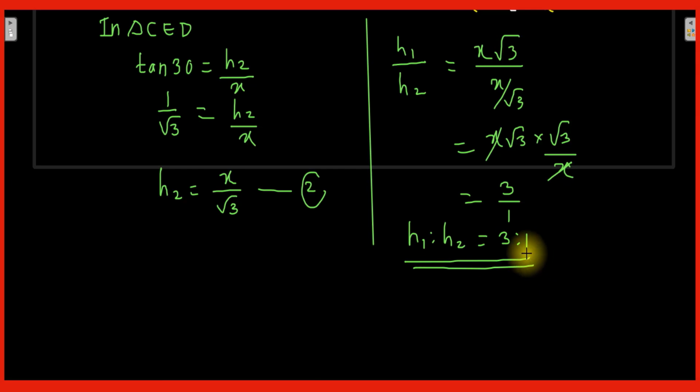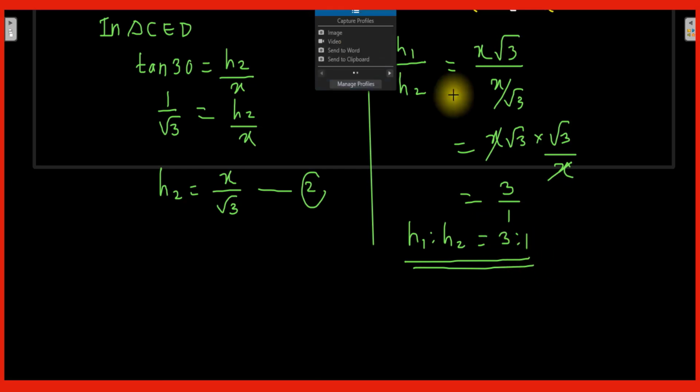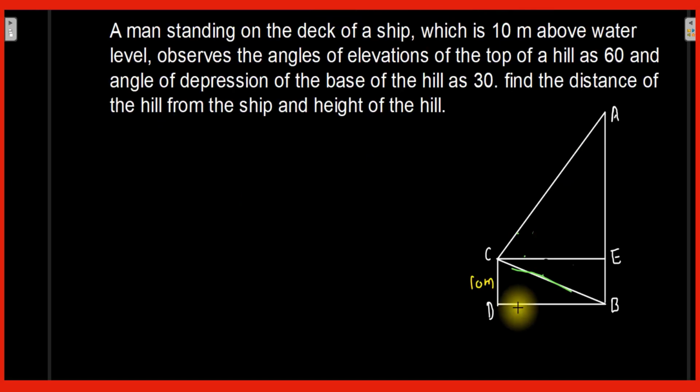Now friends, let us see another question. The question is on the screen. A man standing on the deck of a ship which is 10 meters above water level observes the angle of elevation of the top of a hill at 60 degrees and the angle of depression of the base of the hill at 30 degrees. Find the distance of the hill from the ship and the height of the hill.